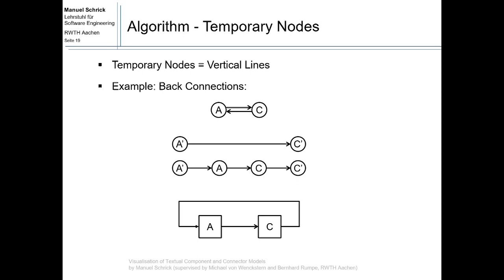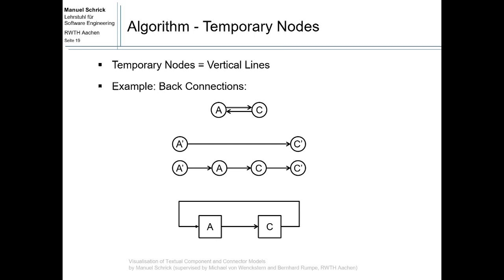And in the final step, where we assign the coordinates to the connectors, we replace these temporary nodes by vertical lines, and this allows us to draw connections that not only go horizontal but also have vertical line segments in them.